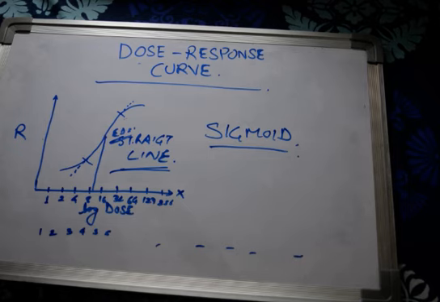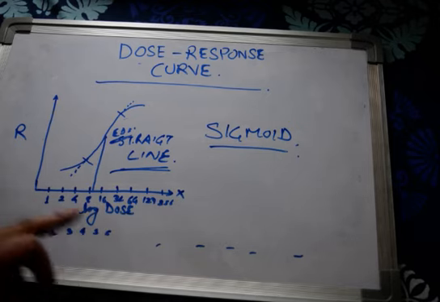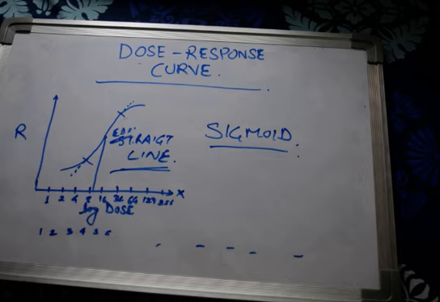Now this type of dose response curve which we have discussed is on a single subject. This type of dose response curve is also called a graded dose response curve. Graded because you are increasing the dose and you are seeing the response in a single individual. So this is a different type of setup.